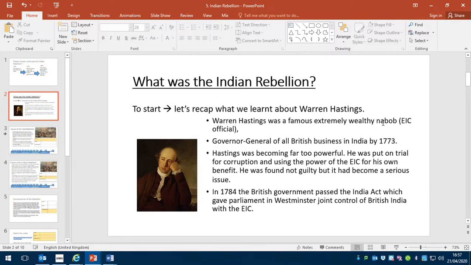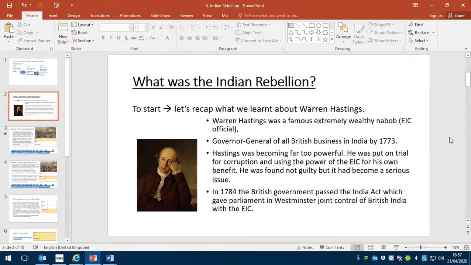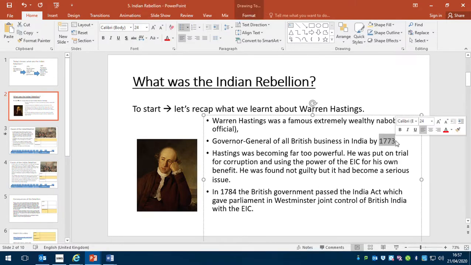Now, Warren Hastings was an extremely wealthy Nabob. Now, Nabob is an EIC official. What he does is he starts to help to control British businesses through the EIC. However, when the British government started to share control of India with the EIC, he was given the position of Governor General. This put him in a really, really powerful position.